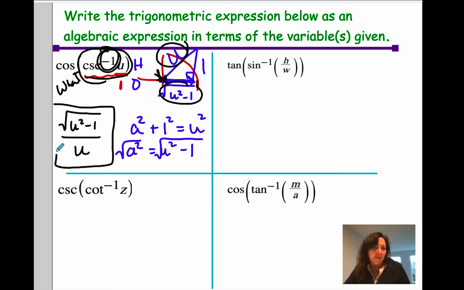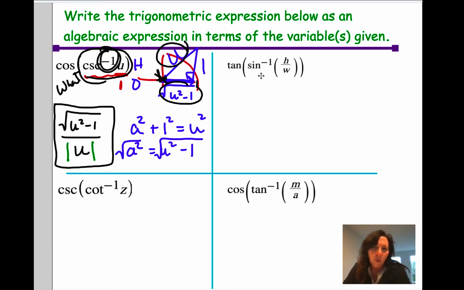I will say some textbooks, not yours, will, you'll see absolute values. So, I mean, it's not wrong to put those in because you know your hypotenuse is always going to be positive, but it's also okay to put that there, okay?